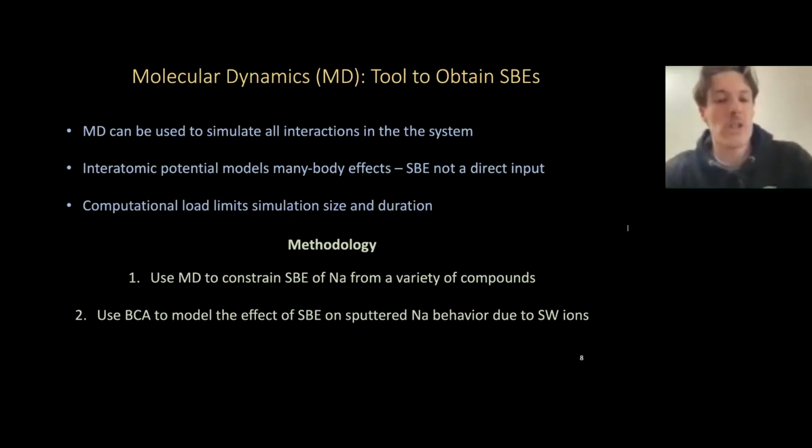So the methodology that I'm using is that first I use MD to constrain the surface binding energy of sodium from a variety of different silicates and compounds. And then I take that surface binding energy from MD and I use it as an input into the BCA methods to model the effect of the surface binding energy on the sputtered sodium behavior due to solar wind ions.